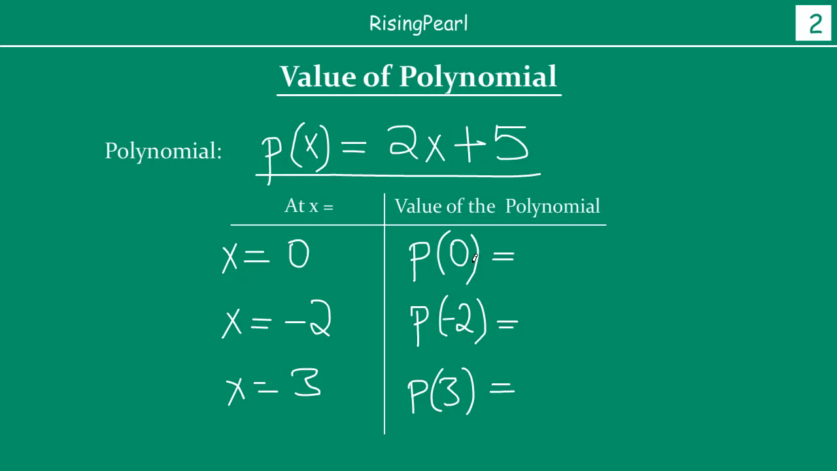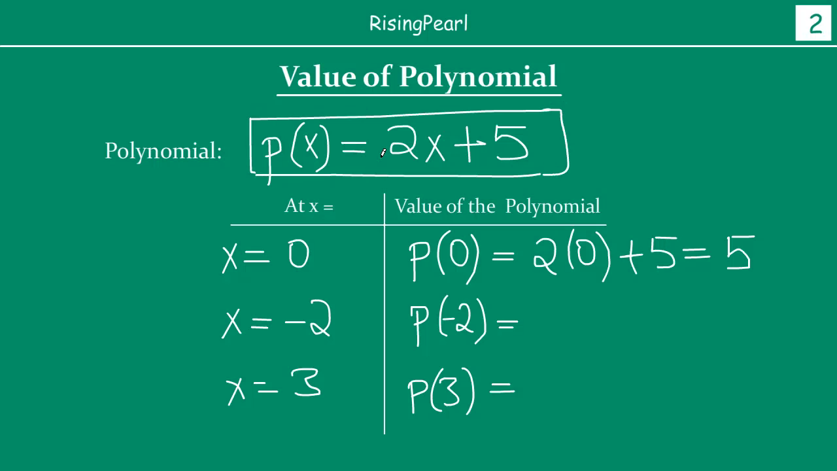For p(0), wherever we have x, we will replace the x with the actual value, in this case 0. So we will have 2 times 0 plus 5. 2 times 0 is 0, plus 5, so we will end up with 5. So p(0) is equal to 5. That means for this polynomial at x equal to 0, the value of this polynomial is 5.